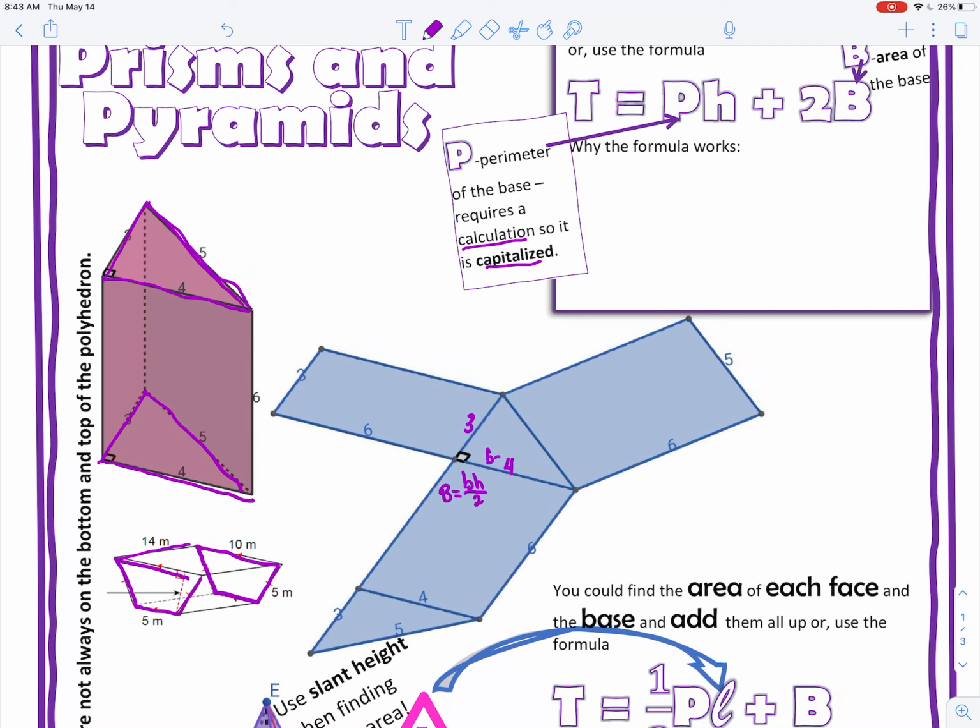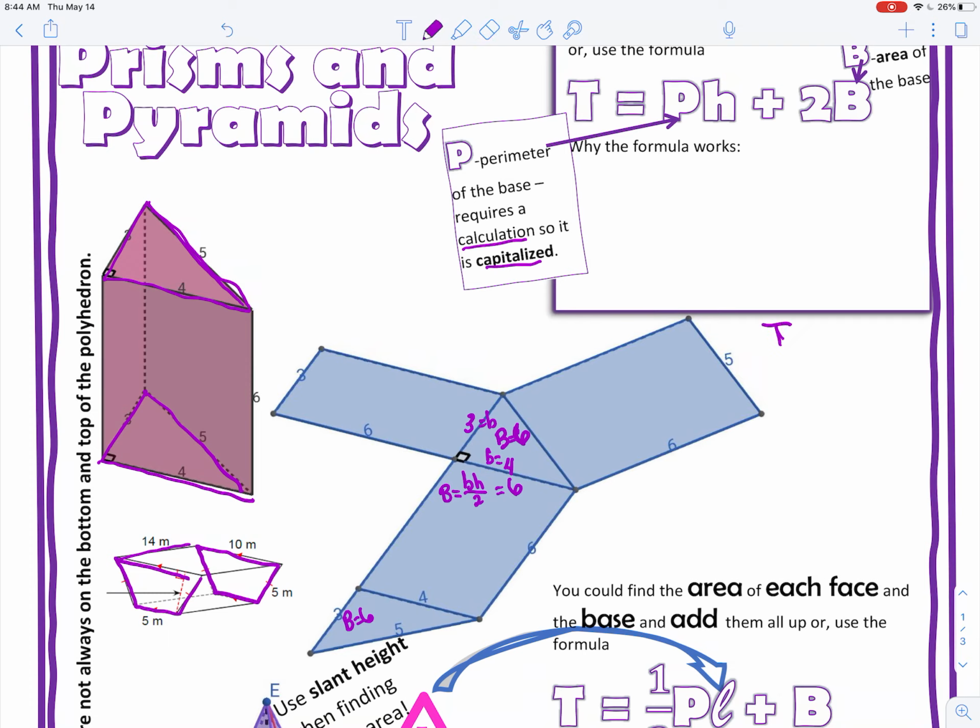So we'll let our little b be the 4 and the h be the 3. And 4 times 3 is 12. 12 divided by 2 is 6. So we know one of these bases has an area of 6 units squared. We also know that the other one has to have an area of 6 units squared. And so our capital B is 6. Okay, no big deal. We've got 2 of those. We're going to take 2 times 6. I'm going to actually write this down below so we can talk about why this works.